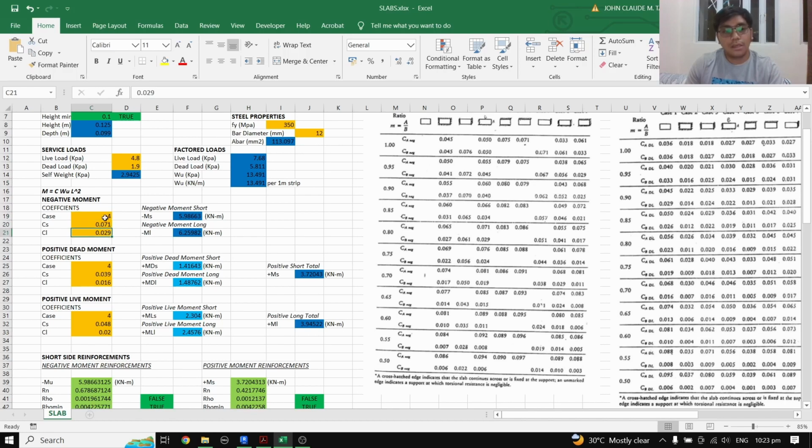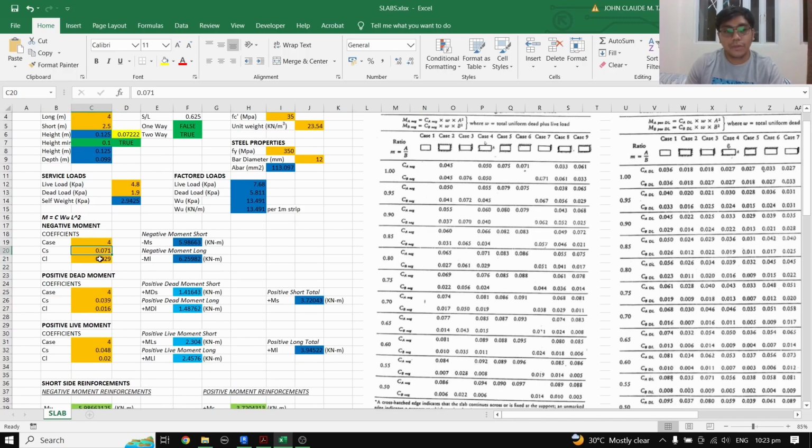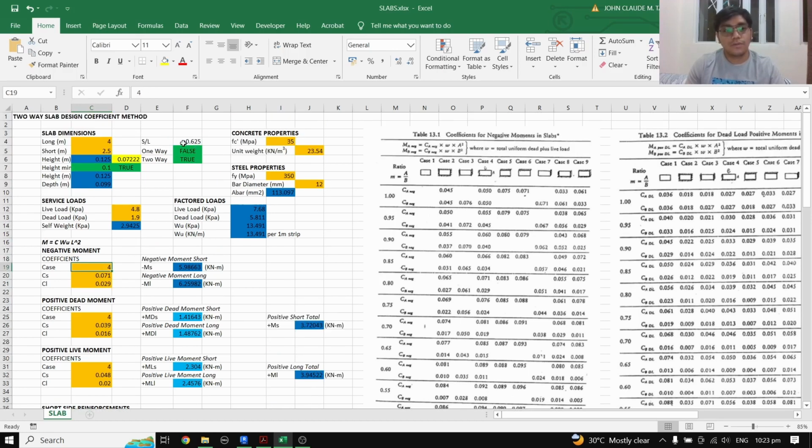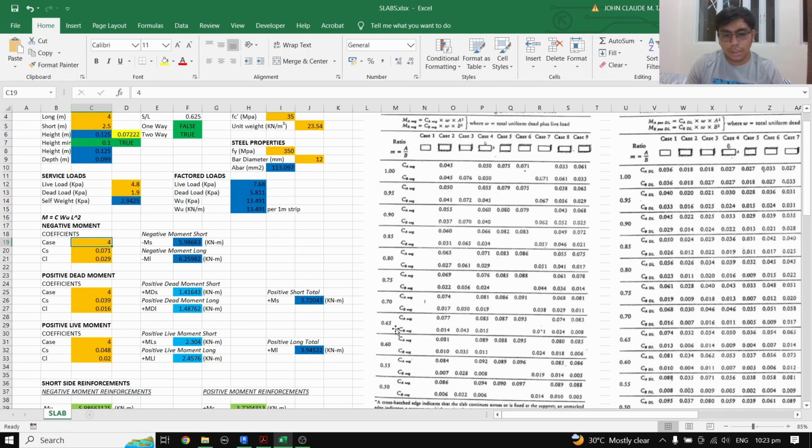Here we have a case 4 slab, and unfortunately we have to manually find the coefficients for the calculation. So we have a case 4 that has a 0.625 S over L ratio. So we can use case 4: 0.085 and 0.015 for our negative moment.